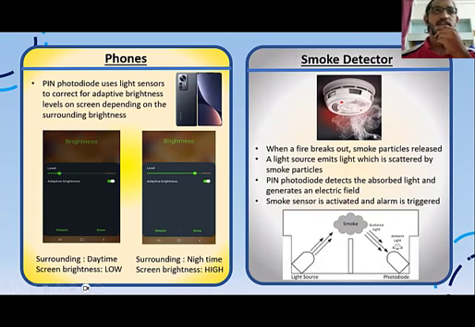Another daily life application includes smoke detectors, in which PIN photodiodes are used in conjunction with a light source to detect light scattered off smoke particles caused by the fire. The PIN photodiodes then generate a signal proportional to the incident light and trigger the sensor.